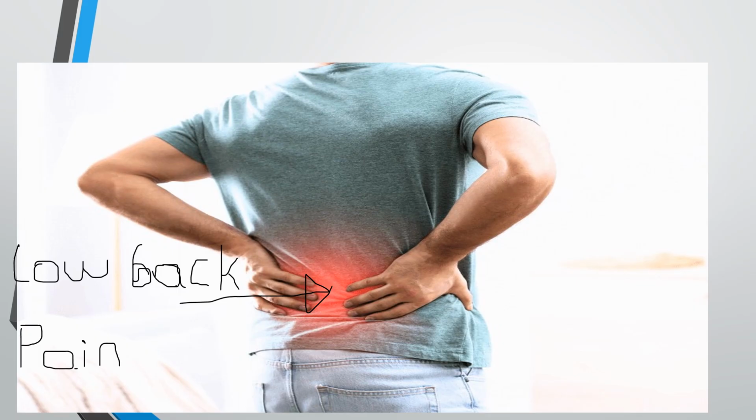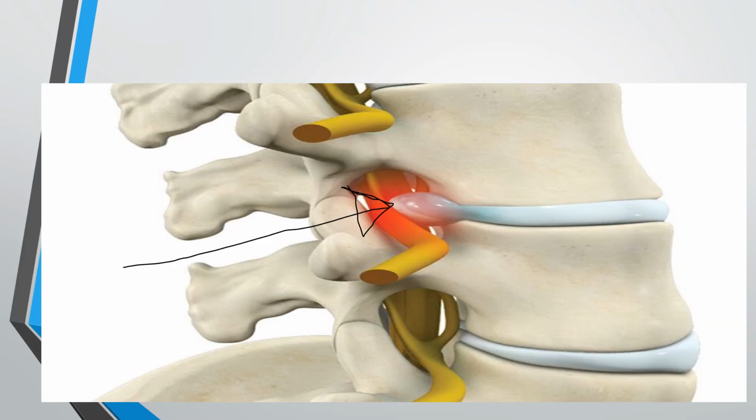So this is a typical example of a person with a lumbar disc herniation. Then here you can see a prolapsed disc or herniated disc as it affects the nerve roots as they exit.